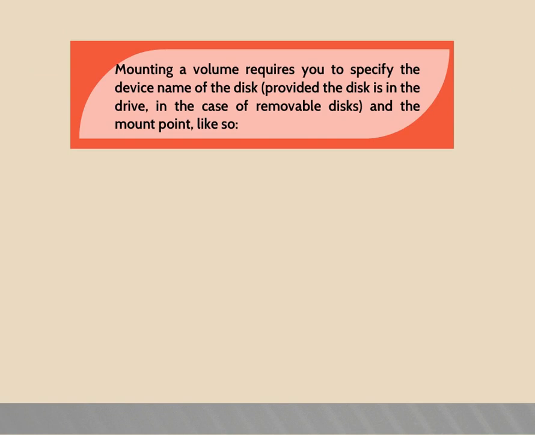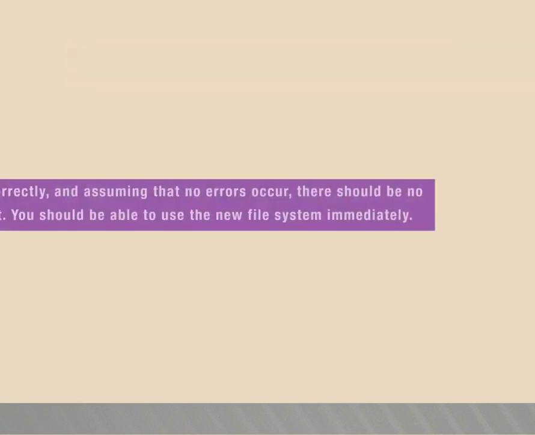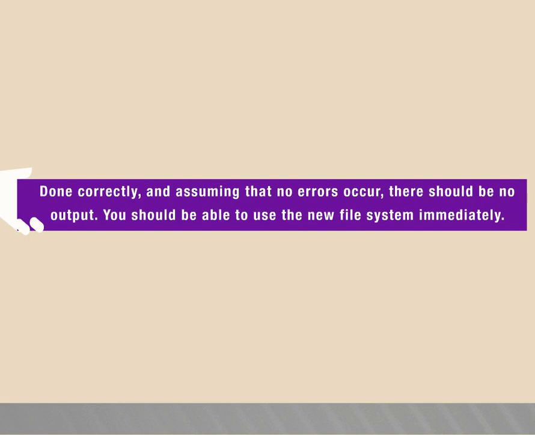Mounting a volume requires you to specify the device name of the disk, provided the disk is in the drive in the case of removable disk, and the mount point, like so: # mount /dev/fd0 /mnt. Done correctly and assuming that no errors occur, there should be no output. You should be able to use the new file system immediately.